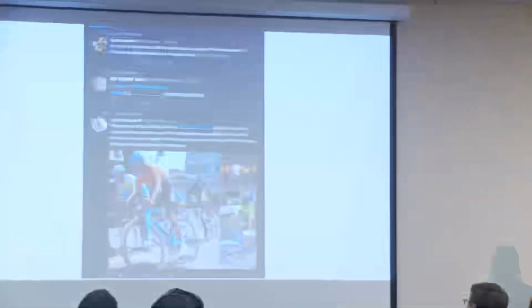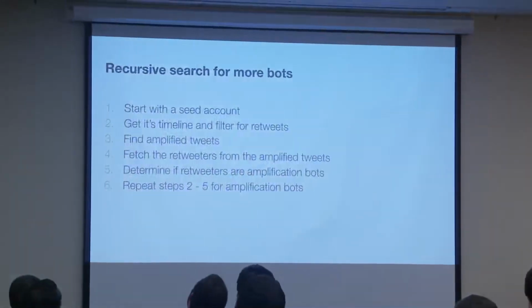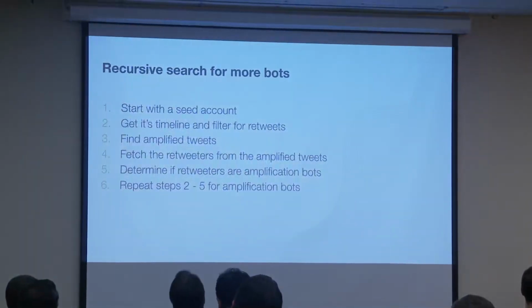So again, now that we've found one potential amplification bot, how can we find more? So our process of doing that was actually doing a recursive search. So we started with the seed account, and that was the account that I just showed. Our process was to get its timeline and filter for the actual tweets on their timeline that were retweets, not original content. And then we had to find amplified tweets. So what we called amplified tweets were, again, tweets that had more than 50 retweets and over a 5-to-1 ratio. So again, they had 5 retweets to 1 like.